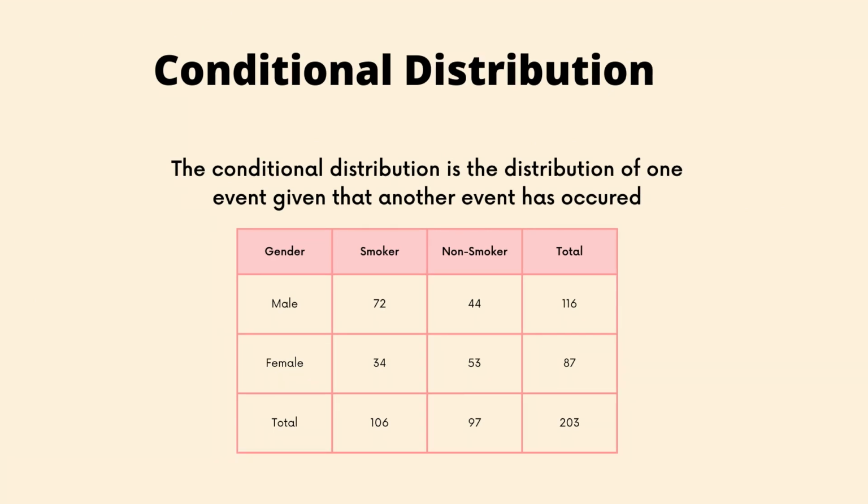The last thing we might need to find is the conditional distribution. The conditional distribution is the distribution of one event given that another has occurred. Going back to our example, say we are interested in finding the distribution of smoking status for each gender level. Because we are conditioning on gender, we divide each value by its row total instead of the overall total. So all we do is divide 72 and 44 by 116, and 34 and 53 by 87, and then multiply each value by 100 to get the appropriate percentage.